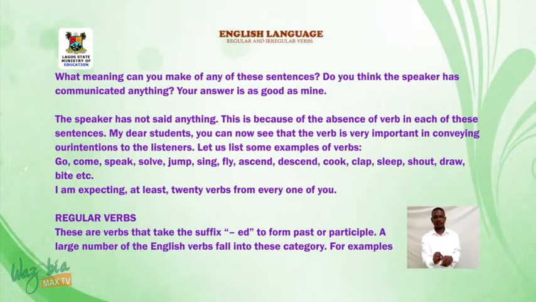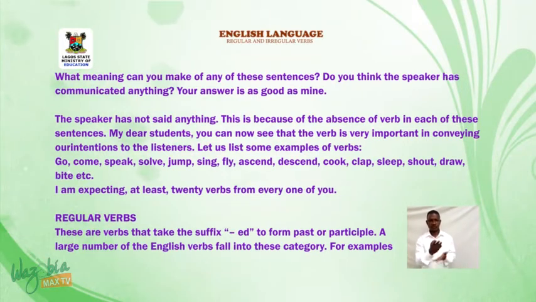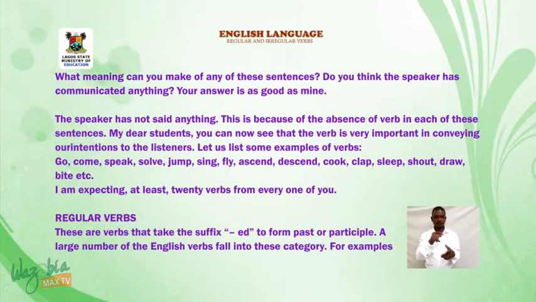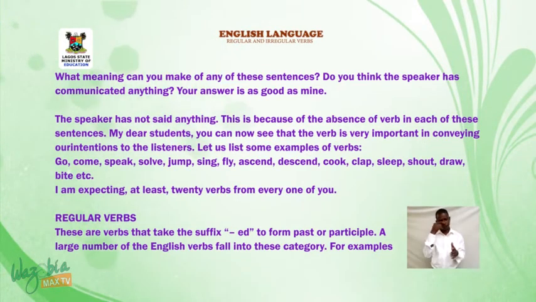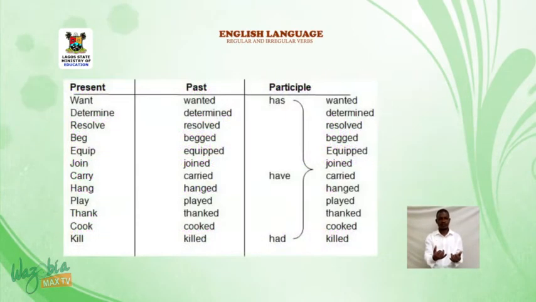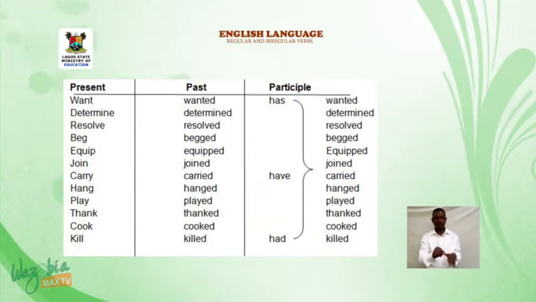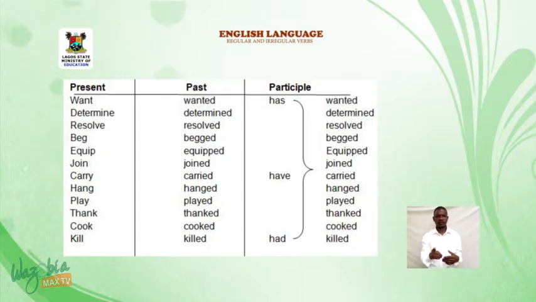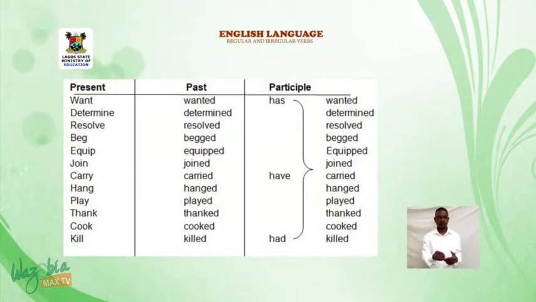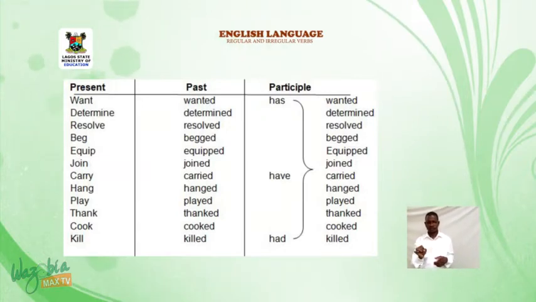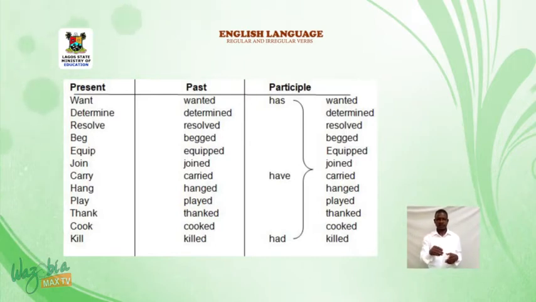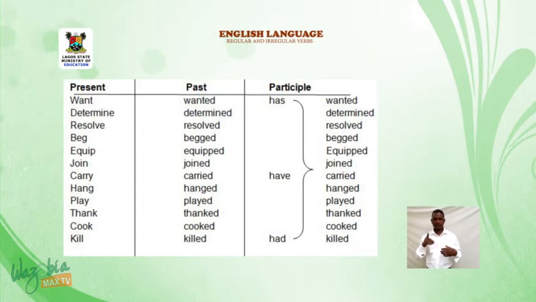Regular verbs. These are verbs that take the suffix ed to form past or participle. A large number of the English verbs fall into this category. For examples, present, past, participle. Under the participle, you have has, have, had. Want, wanted, has wanted. Determine, determined, has, have, or had determined.